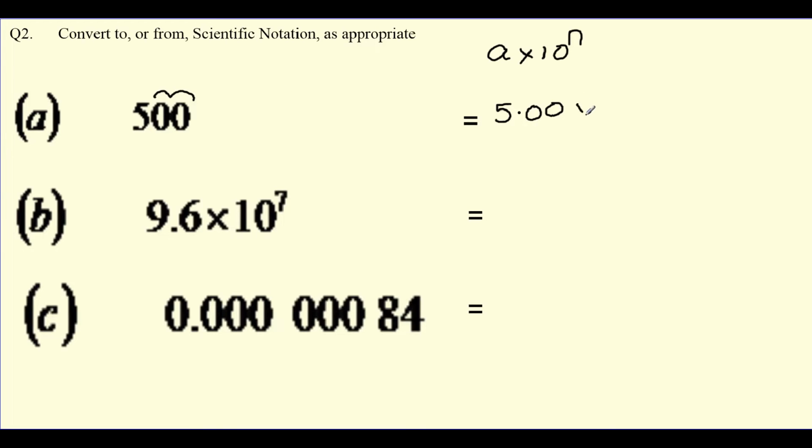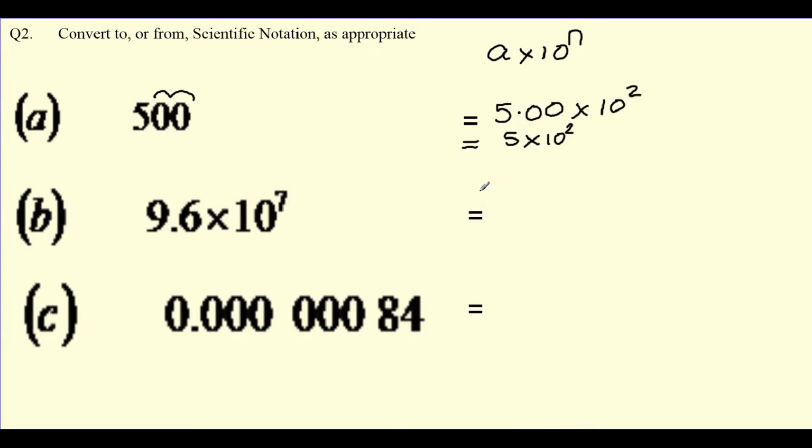So that then is times 10 to the power 2, and it is a positive 2 because it's a big number in the sense it's bigger than 5.00. Or ignore the zeros, just 5 times 10 to the power 2.